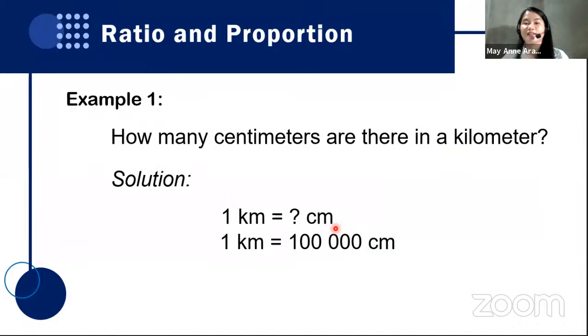Because it is a larger unit to a smaller unit, kilometers to centimeters, just add how many zeros? 5, because we moved 5 units. So we have 100,000. Okay, so 1 kilometer is equal to 100,000 centimeters.